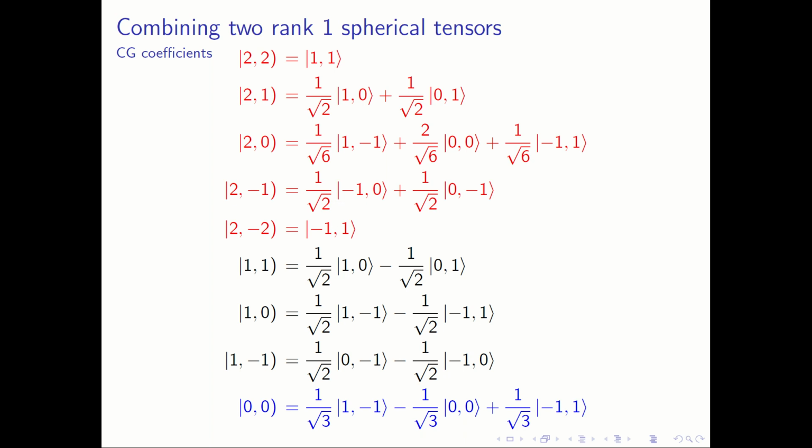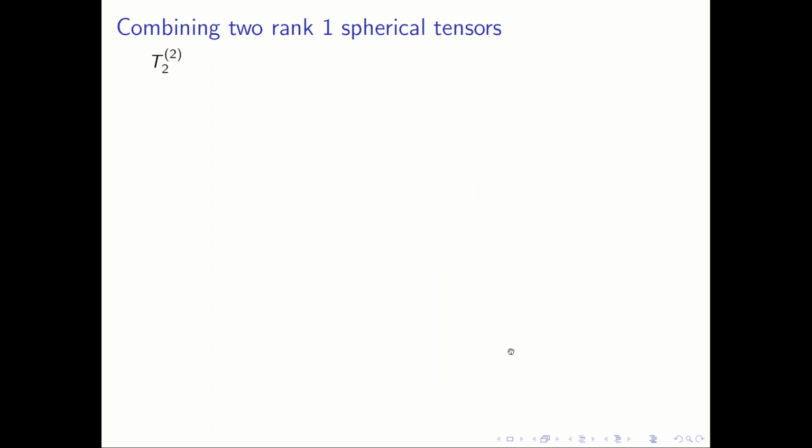So how can we use these results to form combinations of two rank 1 spherical tensors, which are of course just spherical vectors? Let us say we have two spherical vectors u and v with components u11, u10, u1 minus 1, and v11, v10, v1 minus 1. So how do you form, say, a second rank tensor? When you form the second rank tensor by combining these two, by multiplying them in some sense, you don't get one second rank tensor, you get 5 of them. There have to be 5 components to a second rank spherical tensor.